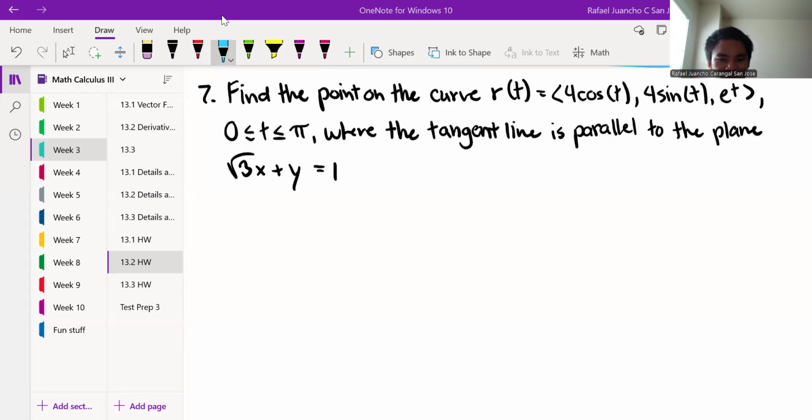Okay, I'm a bit confused. Okay, we're given a vector valued function, and we're being asked to find the point on the curve, and that point should be where the tangent line is parallel to the plane.